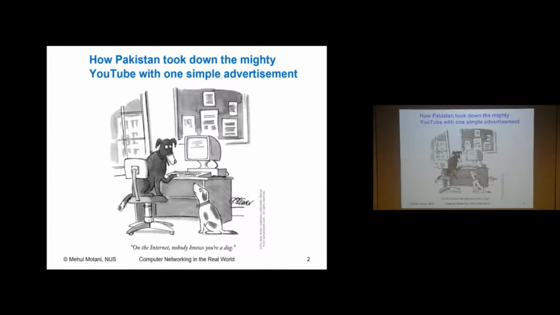Have you seen this? There's this dog in front of a computer, an older dog, talking to a younger dog, and he says, "On the internet, nobody knows you're a dog." This is a good segue into what I want to talk about, which is how YouTube was hijacked. This is the core of the problem. On the internet, nobody knows you're a dog. It's my favorite cartoon, but it's also related to what we're going to talk about.